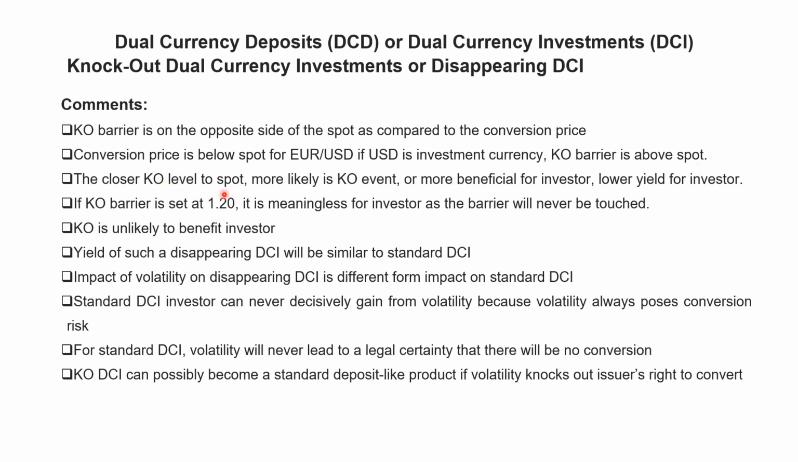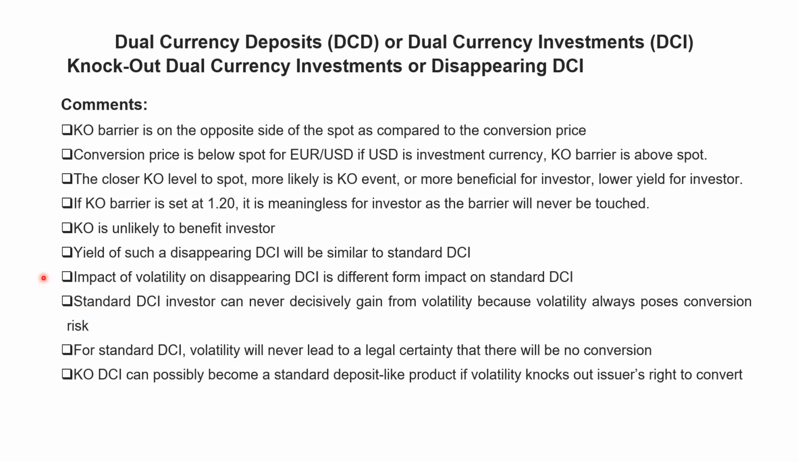The closer the KO level to the spot, the more likely is the KO, or the more beneficial the product is for the investor as compared to a similar standard DCI, and hence the lower the yield for the investor, and vice versa. For example, if the KO barrier is set at 1.20, it is meaningless for the investor as the barrier will never be touched. This means that the KO event is unlikely to benefit the investor unless there is some major event. Therefore, the yield of such a disappearing DCI will be similar to that of a standard DCI.